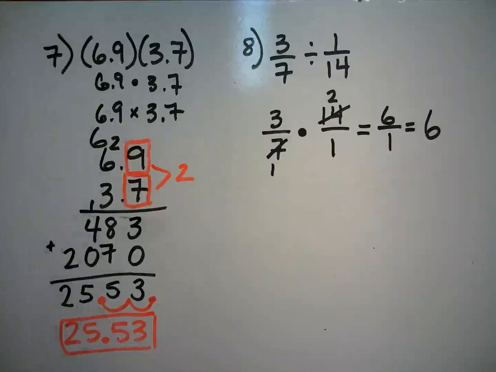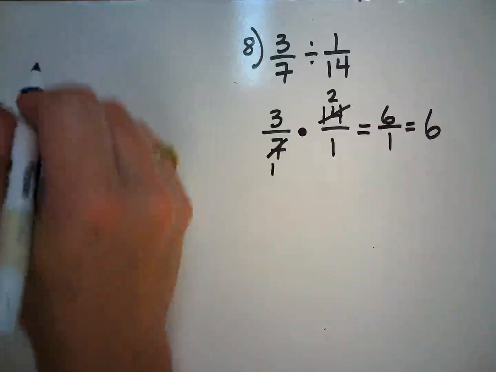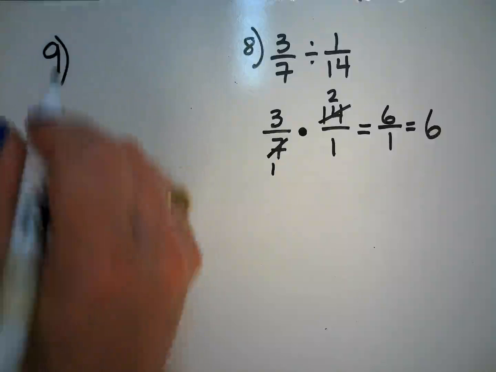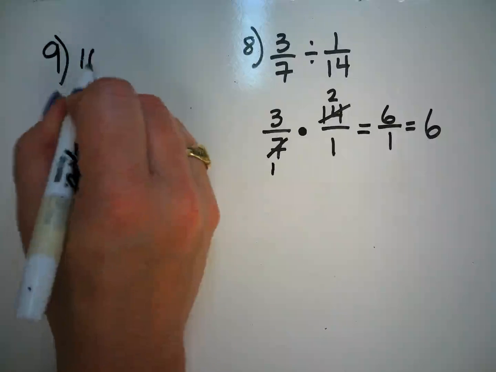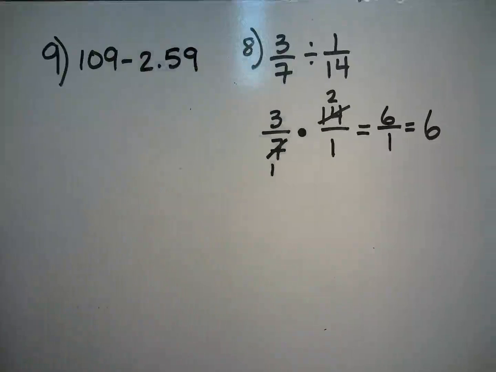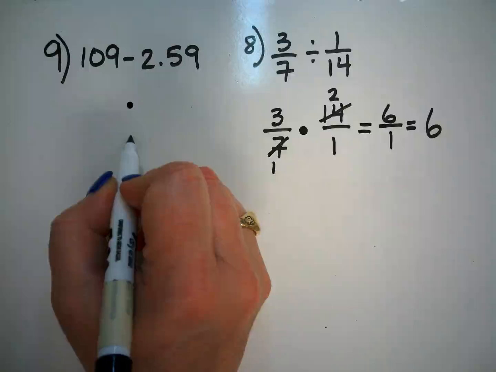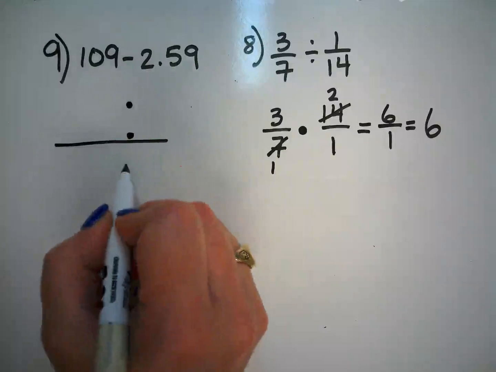Okay, we're going to move on to question number 9. Question number 9 states 109 minus 2 59/100. Again, just as we did before, since this is decimal subtraction, I'm going to set up a structure so I know where those decimals go.